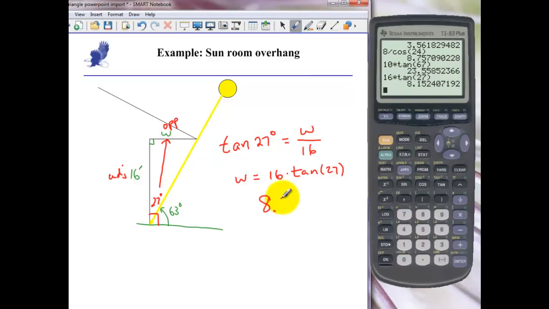That's a pretty big overhang. Now, I made up these numbers, and obviously these numbers aren't very accurate unless this was maybe an overhang for a porch or something. Anyway, this is our introduction to trig, and see you around town.